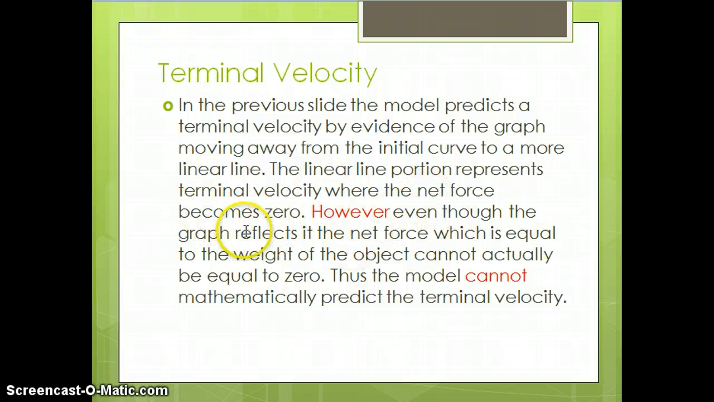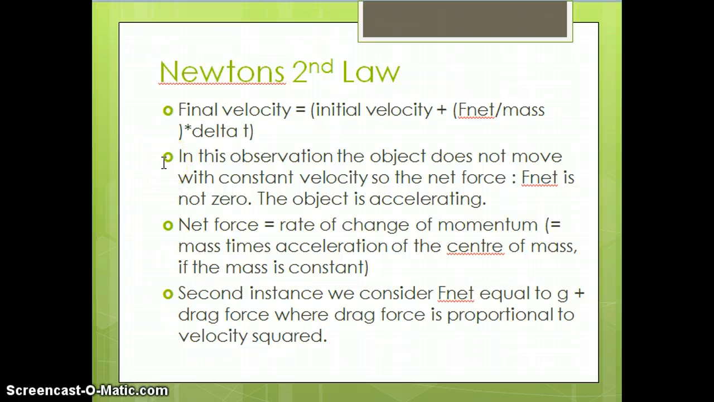However, even though the graph reflects it, the net force, which is equal to the weight of the object, cannot actually be equal to zero. Thus, the model cannot mathematically predict the terminal velocity. So a better model would include drag force.